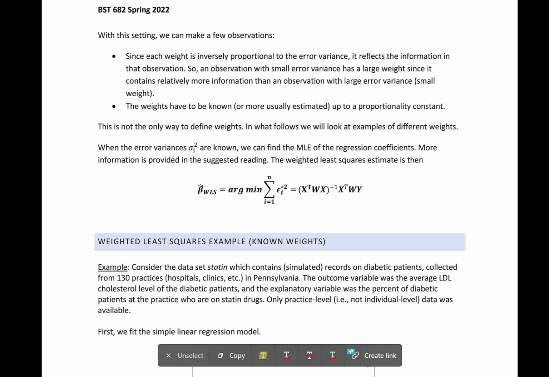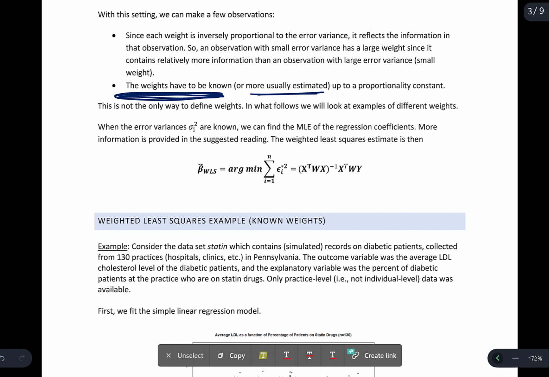And the weights have to be known. And so we're actually going to look at some examples here where the weights are known and where they're unknown. But we do have to have known weights, or usually estimated, to a proportionality constant. And one thing to keep in mind is this isn't the only way to define weights, so we're going to look at a couple of different weights in what follows.